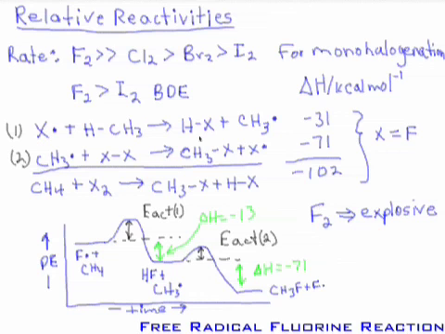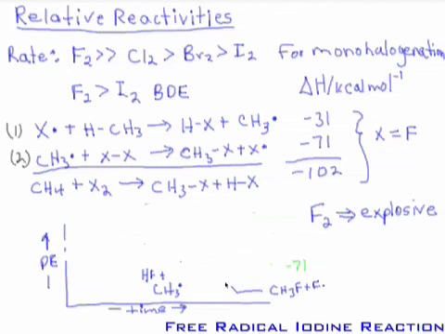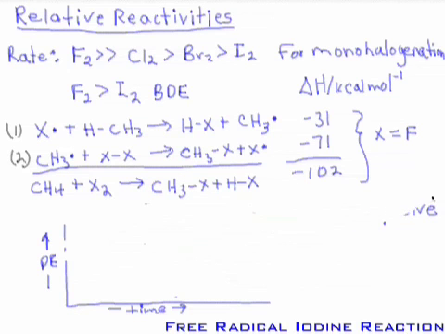Okay, let's check the other extreme. So that was F2. What about I2, the slowest one to react? Why is it so slow? Well, the propagation steps remain exactly the same. However, the enthalpies change. Okay. So we're going to erase this and take a look, if we can.